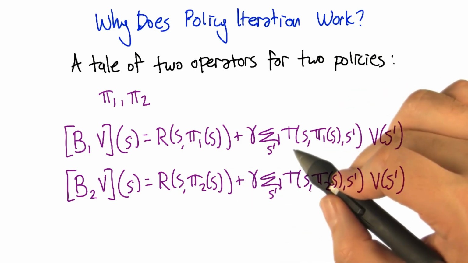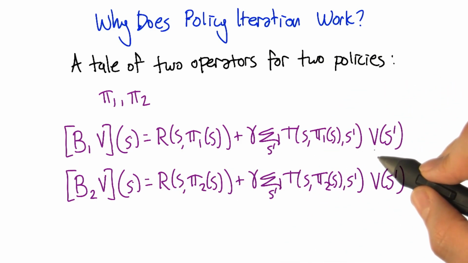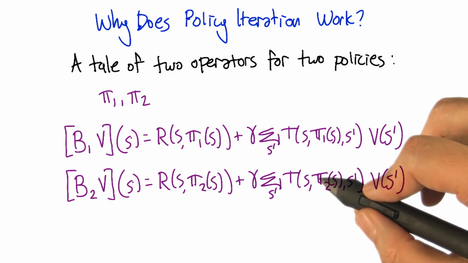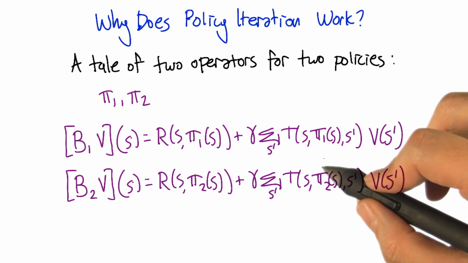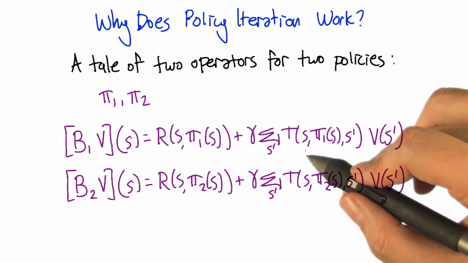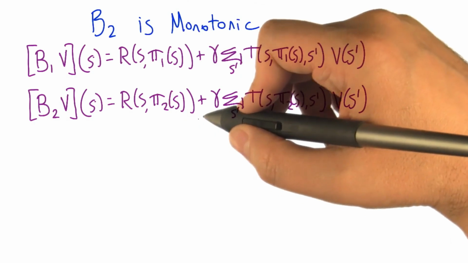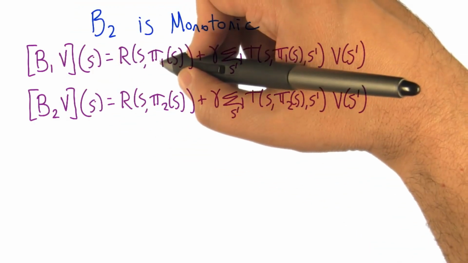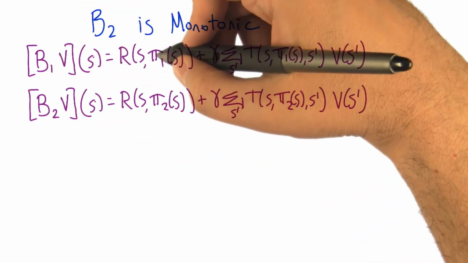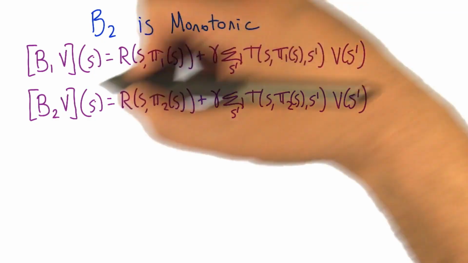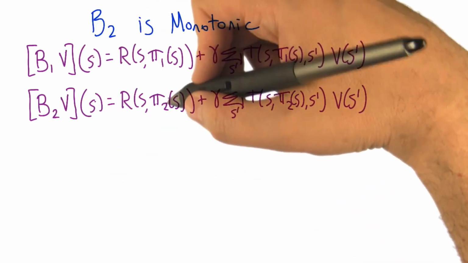What we're going to be able to show is various kinds of interesting domination relationships between the value functions that we get out with each of these operators. So now we've got these 2 Bellman operators, B1 and B2, each one associated with a fixed policy. B1 makes an update essentially following pi 1, and B2 makes an update following pi 2.